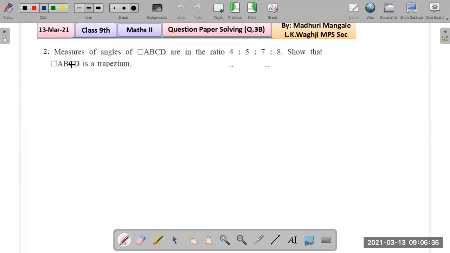So here it says measures of angles A, B, C, D are in the ratio 4 is to 5 is to 7 is to 8. Show that ABCD is a trapezium. Okay, now how can we show that it is a trapezium? First, let's discuss and then we will begin with the proof.